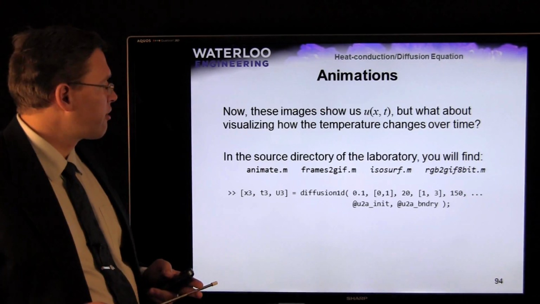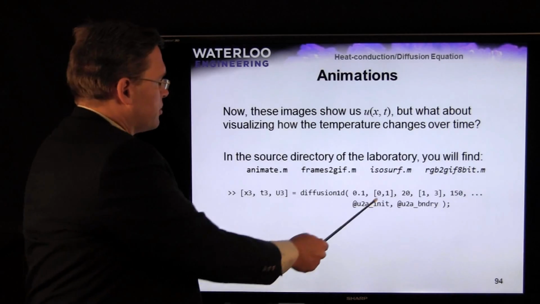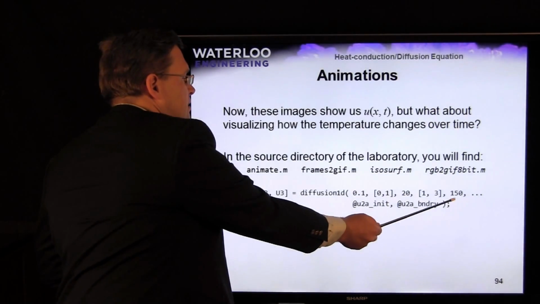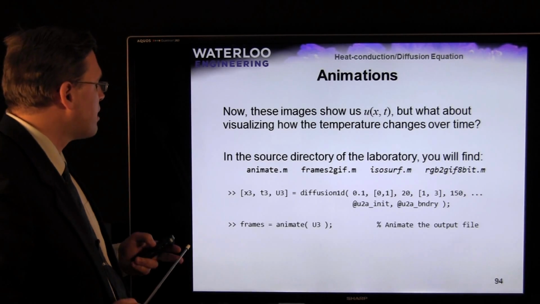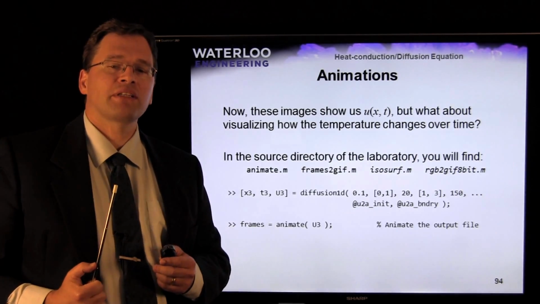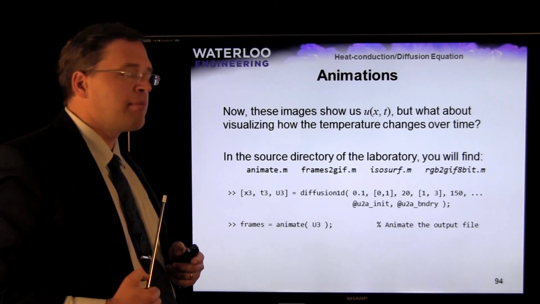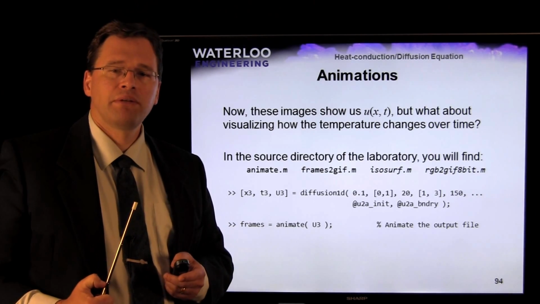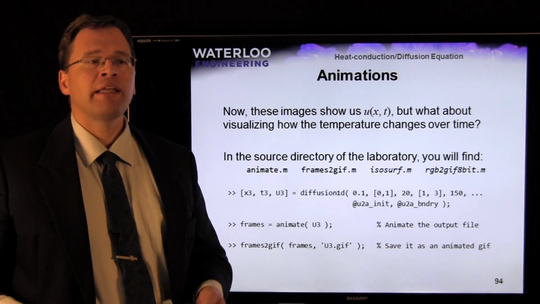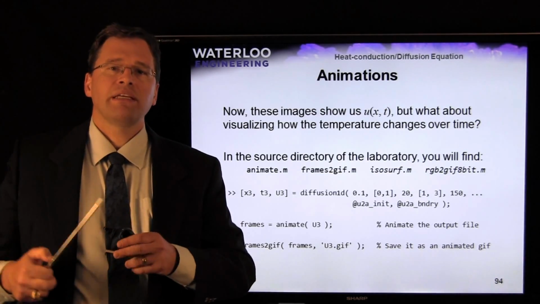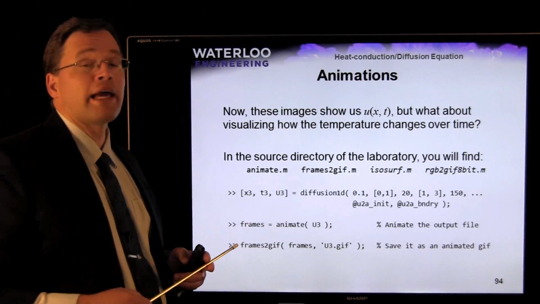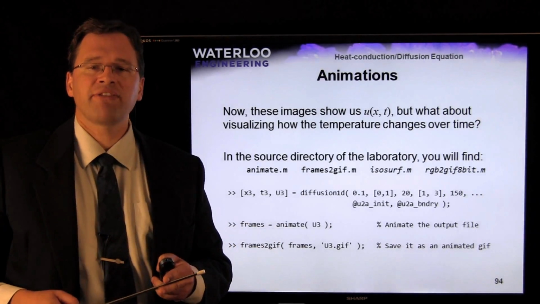Now we can call our function with some values. In this case, n sub x is 20, n sub t is 150. But now I'm just going to pass the returned matrix to the animate function. The animate function will create a number of frames, and then I can convert those frames into a GIF. Even in MATLAB, the animate function will display the animation, but you can also save it to a GIF file.